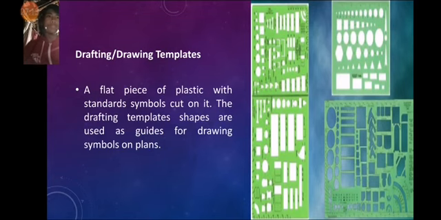Then, drawing or drafting templates. So, we need drawing or drafting templates. What are these? Flat pieces of plastic with standard symbols cut onto them. The drafting templates are used as a guide for drawing symbols on plans. They have different shapes that serve as the basis for drawing symbols on plans. For example, complex subjects, angles, complex drawings or shapes. So, we need drafting or drawing templates here.